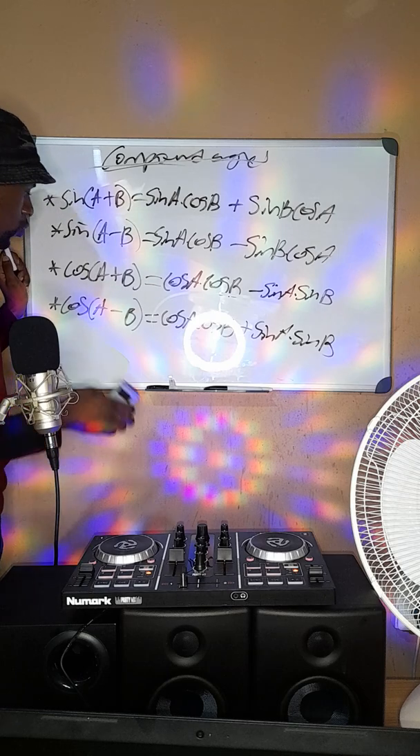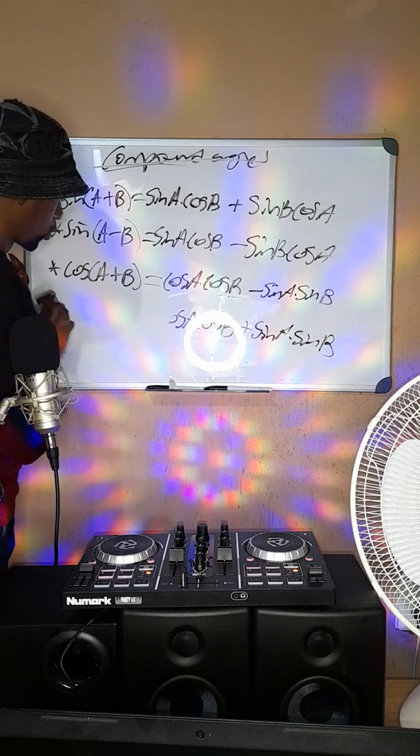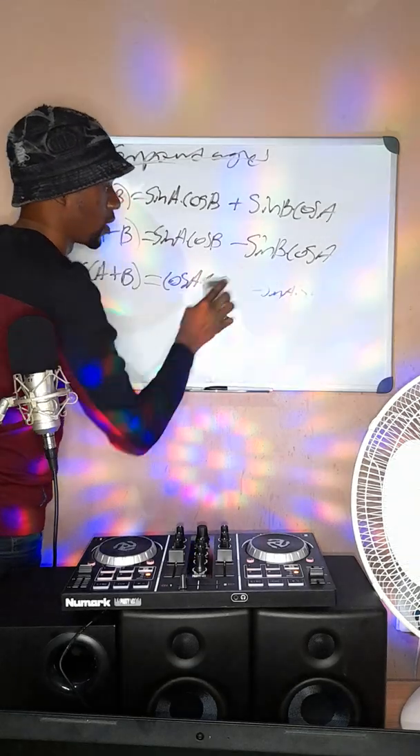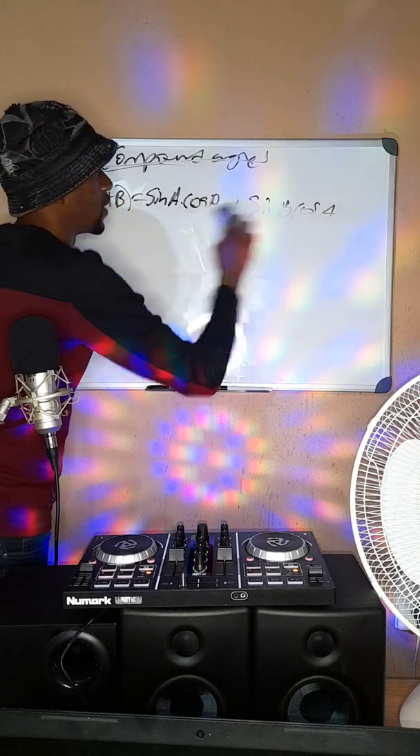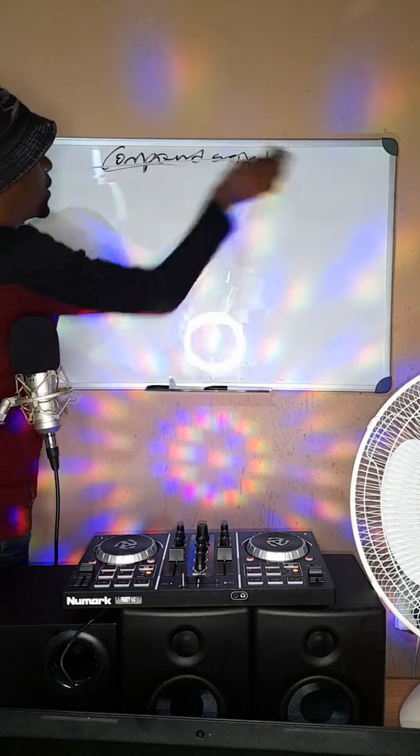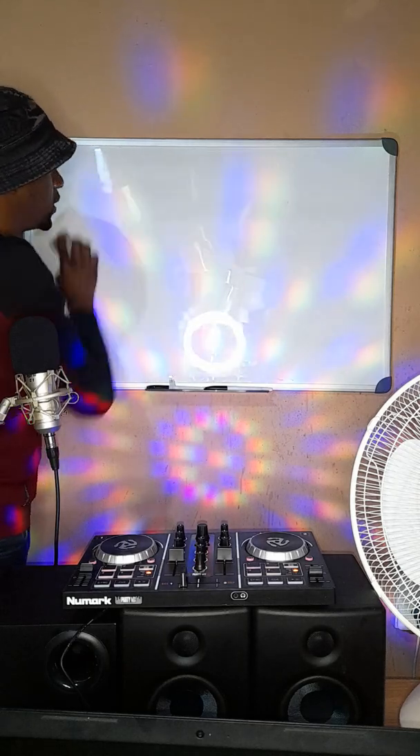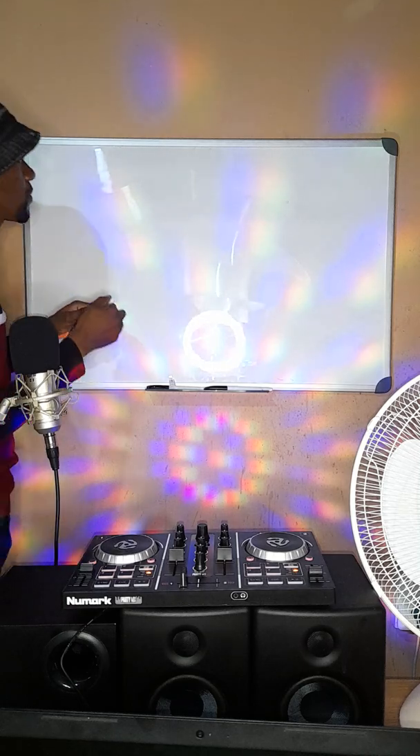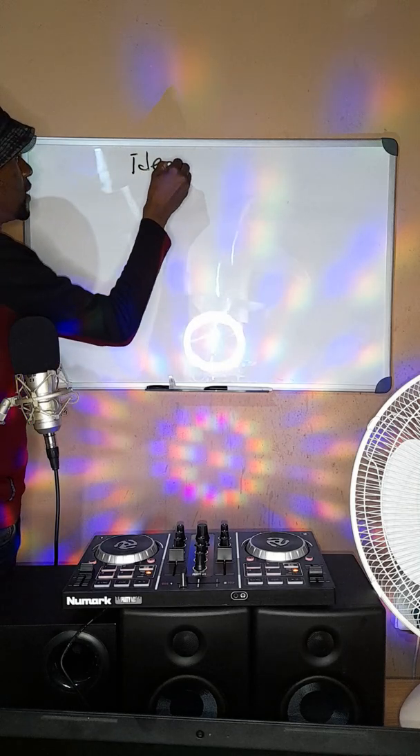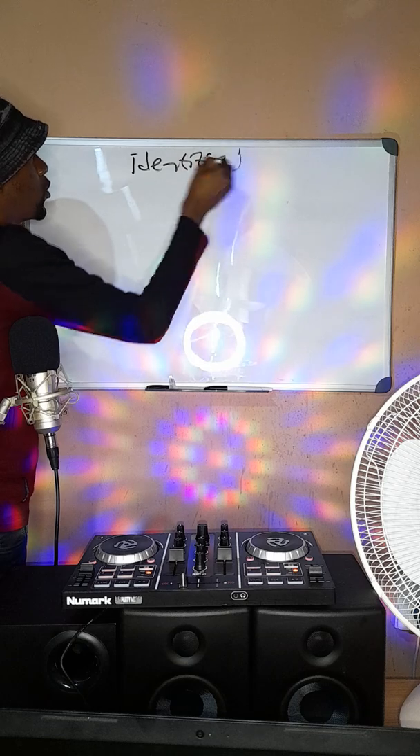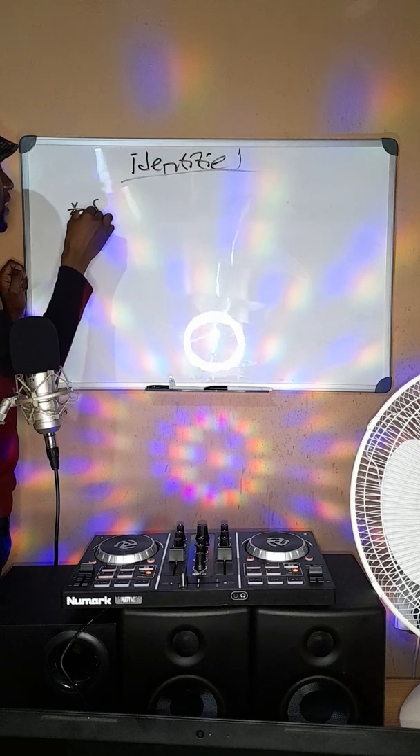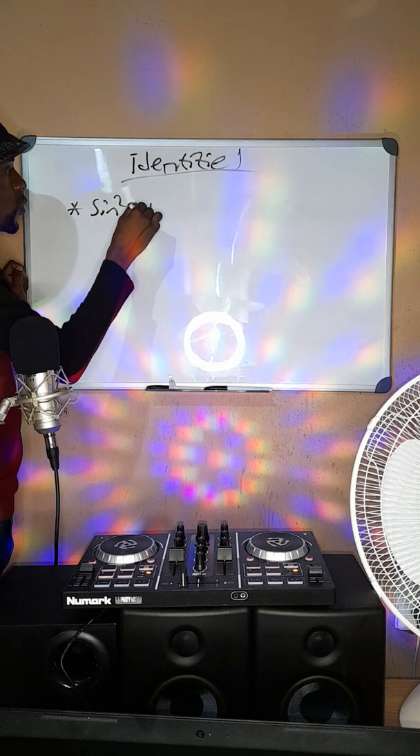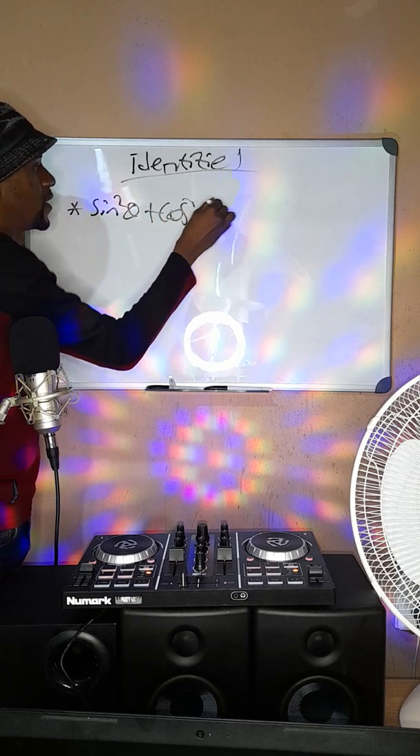Then let's go to identities. We must have the identities, okay? Then the famous identity that we know is this one, okay?